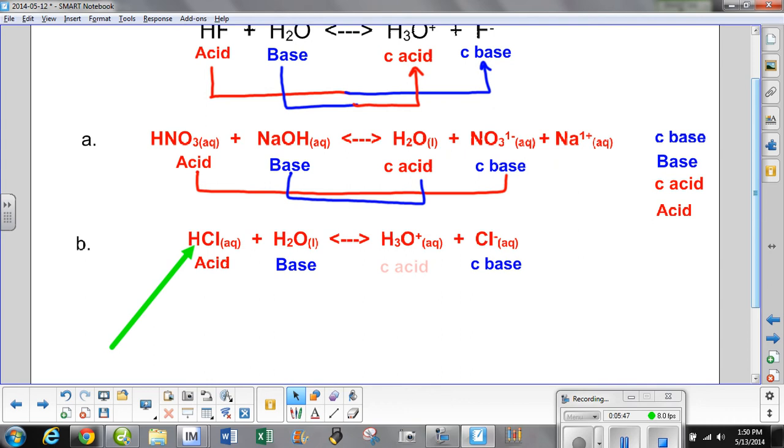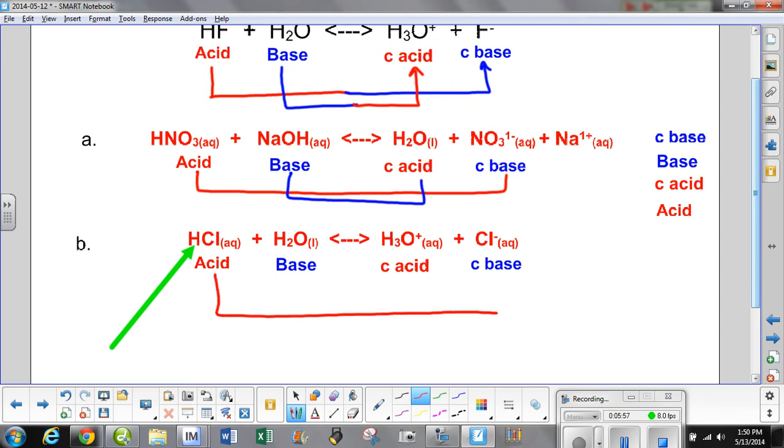Now, the C acid is easy. Go ahead and draw your lines. Remember, the acid is going to become a base, and the base is going to become an acid. Good. That's what it should look like.